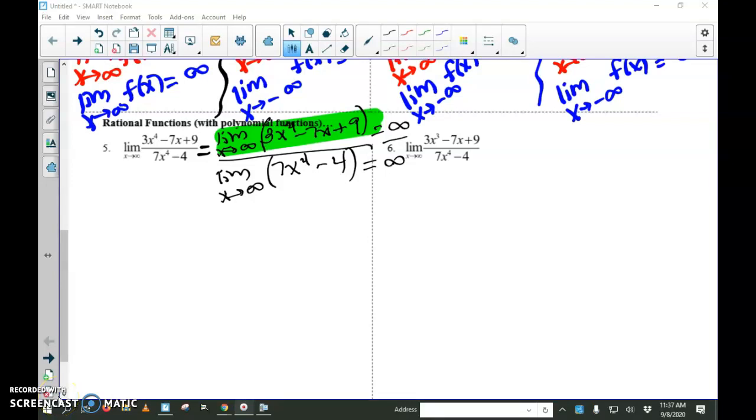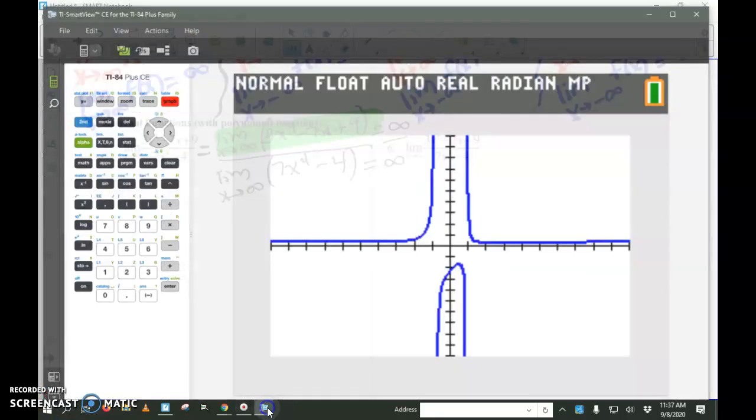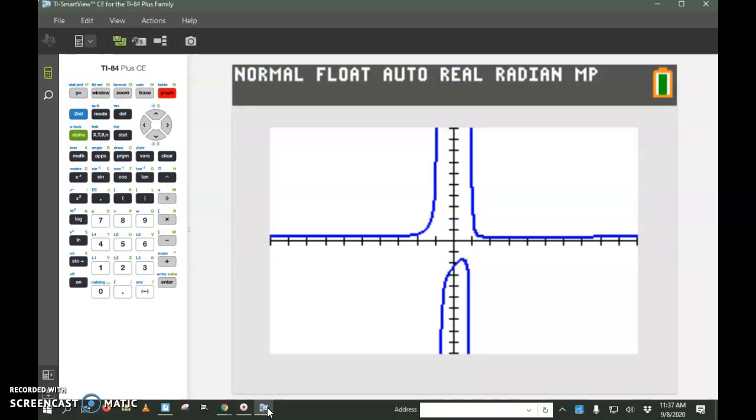So one way that we're used to looking at these limits now is to look at the limits graphically. So I went ahead and in my calculator, I graphed the function 3x to the fourth minus 7x plus 9, all divided by 7x to the fourth minus 4. And you'll notice as you trace along this graph that as x approaches positive infinity, that's the right end behavior. As I look at the right side of that screen, it looks like I'm approaching a horizontal asymptote. It looks like I'm approaching some horizontal line or some particular y value.